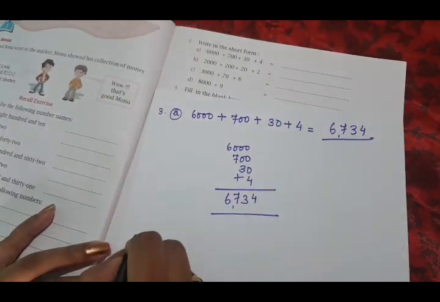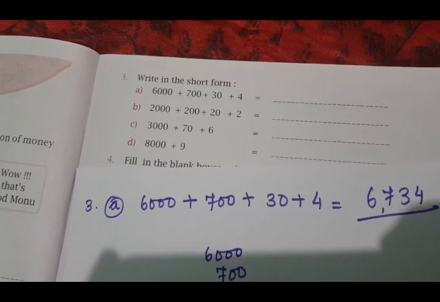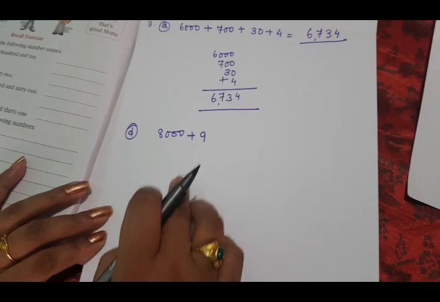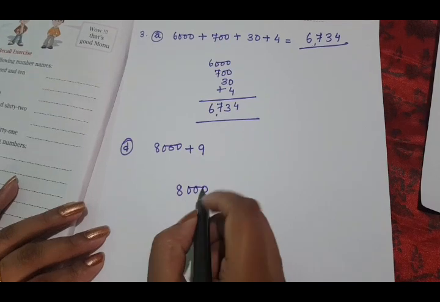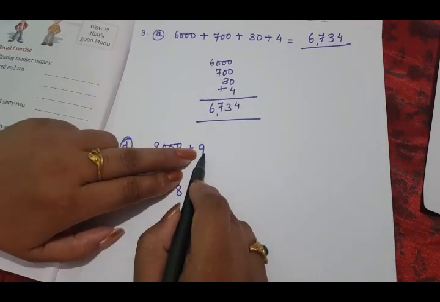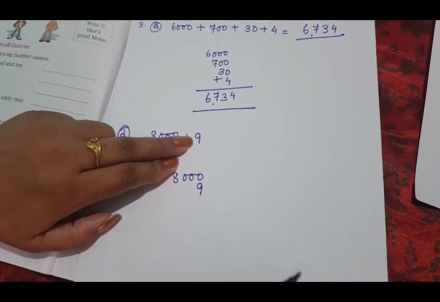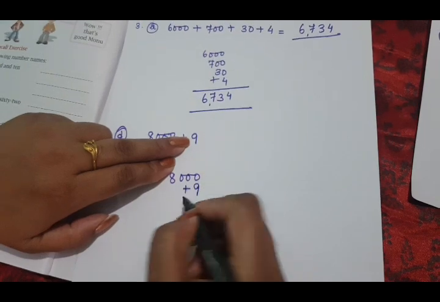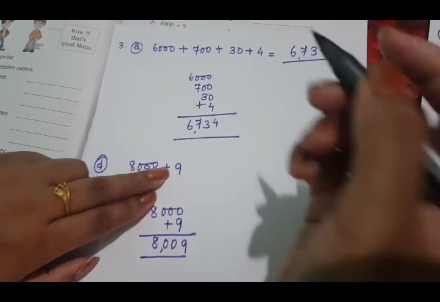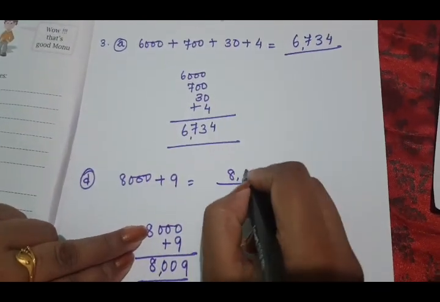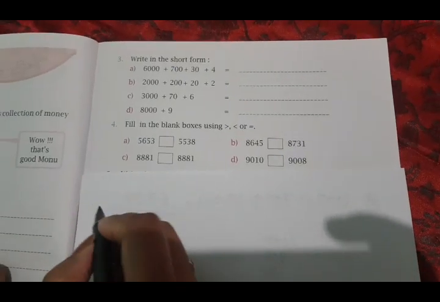Now let me take question number D. It is given there 8,000 plus 9. So arrange this number vertically again. 8,000 and 9 stands in ones place. So here we can see ones place is here just below 0. So you add this: 8009. So the answer will be 8009.